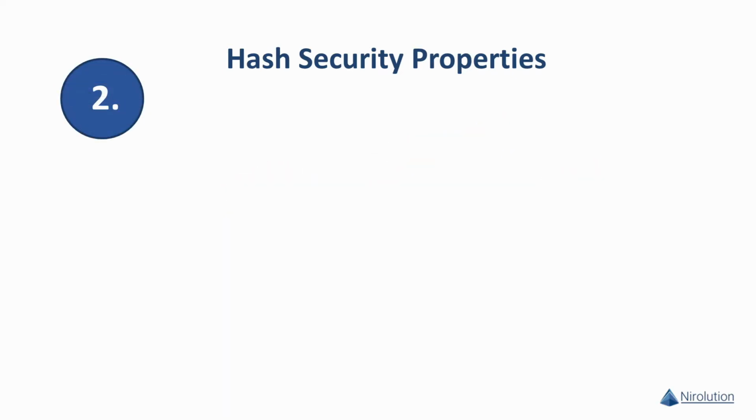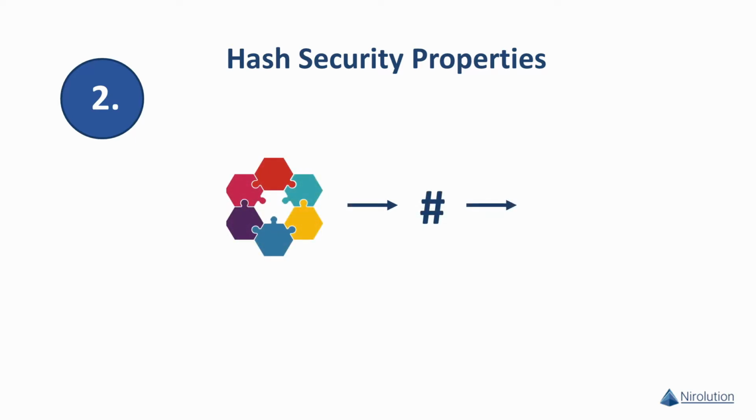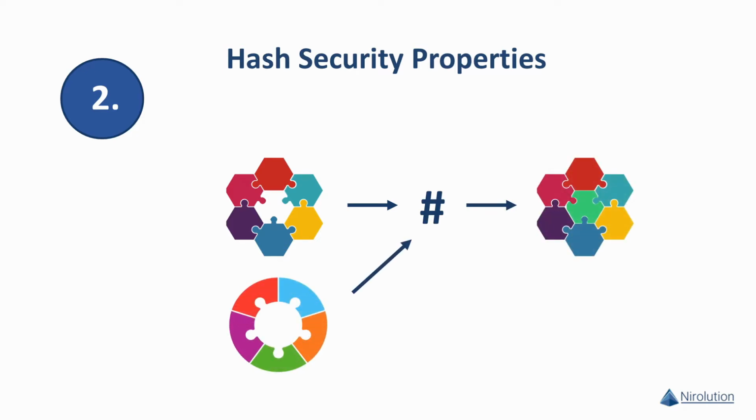Second, they are second pre-image resistant. This means one cannot find an input that hashes to a specific output. More specifically, cryptographic hash functions are designed so that given a specific input, it is computationally impossible to find a second input which produces the same output.